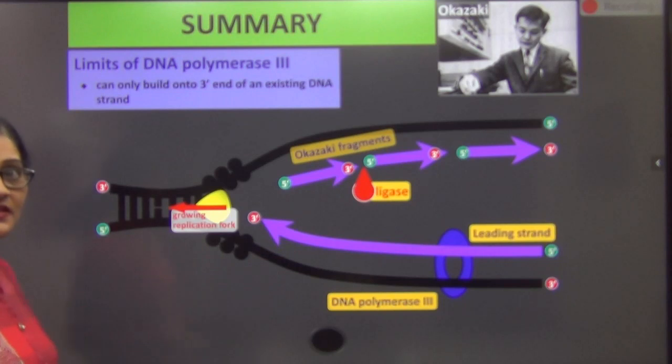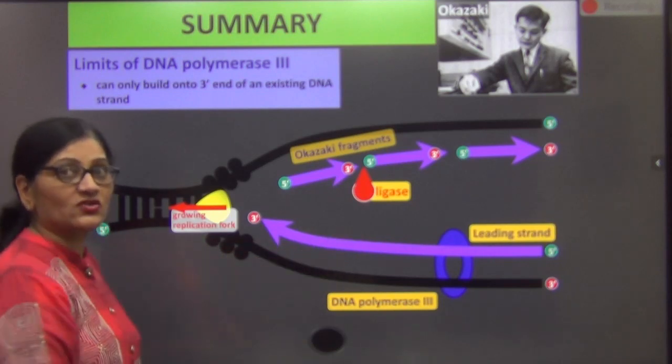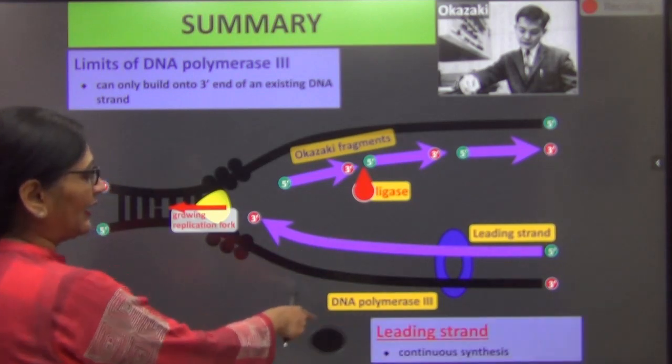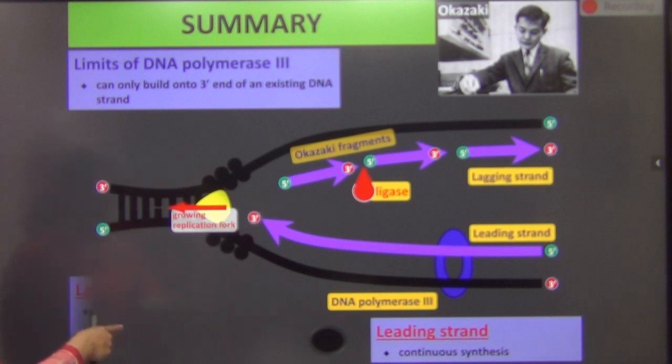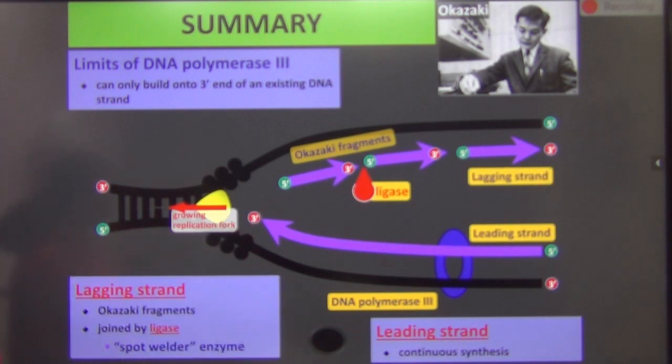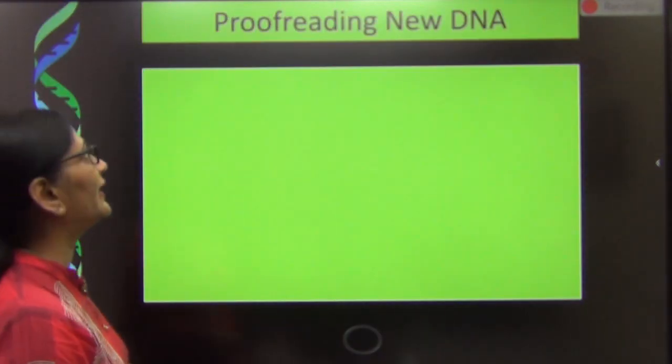Now this strand, since it is formed in a continuous manner, is called the leading strand, right? And the other strand is called the lagging strand. The lagging strand with the smaller fragments, the Okazaki fragments, are joined by the enzyme ligase.